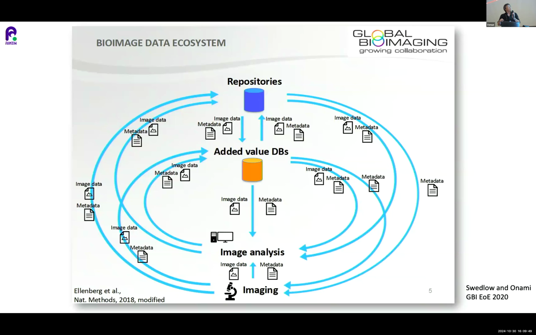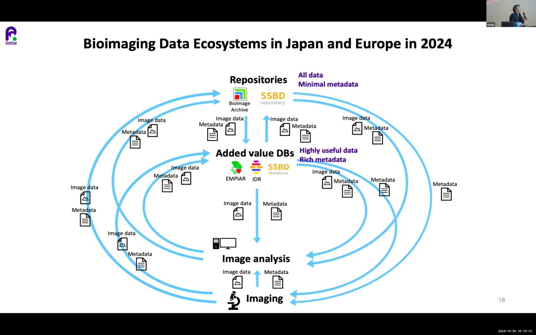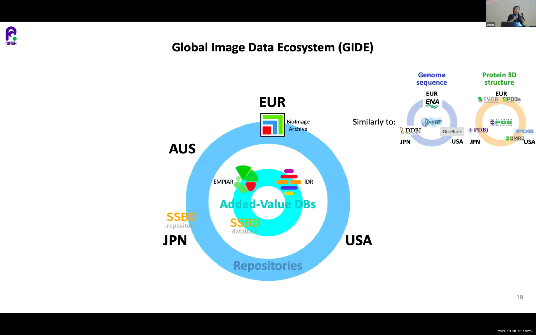One important idea related to the image data ecosystem is this one. This was first presented at the EOE meeting in 2020 by myself and Jason. This is our idea of how to circulate the image data from the beginning through to sharing and reuse. And this is the current situation for 2024. Not only our SSBD, but also the Image Data Archive, IDR and EMPIAR are already there. So we have this kind of system running, but our idea is to make it global.